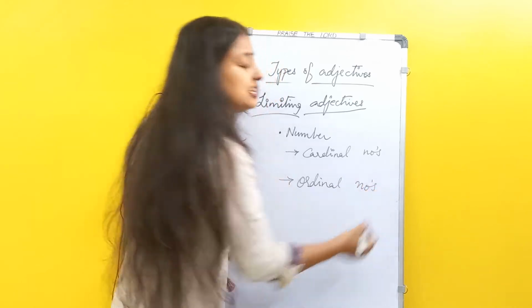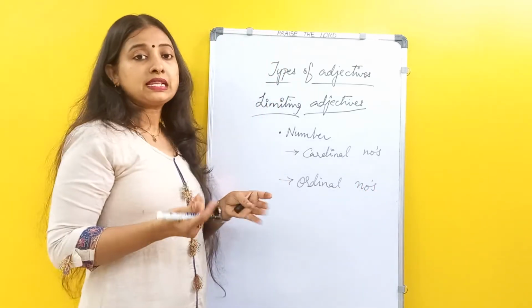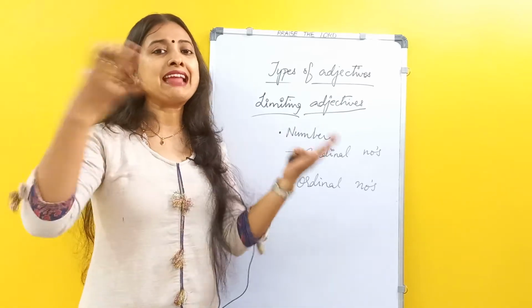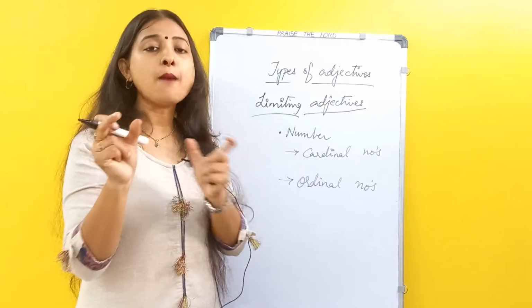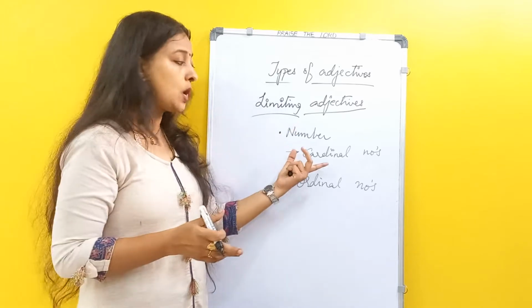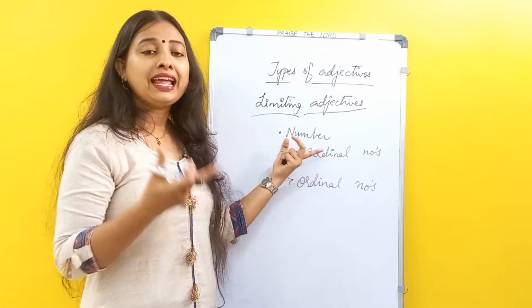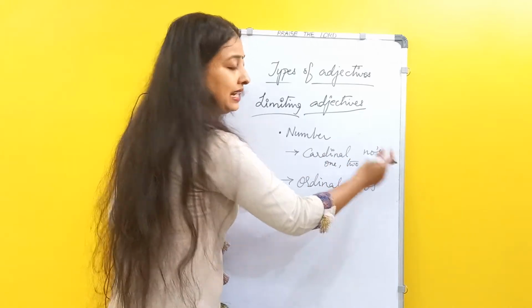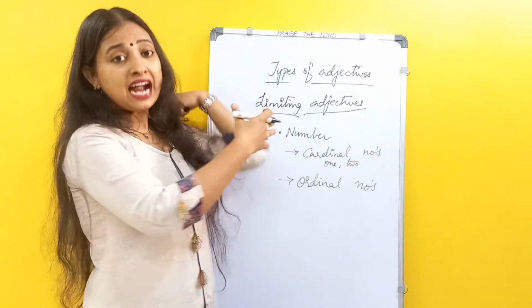What are these cardinal numbers and ordinal numbers? Cardinal numbers are numbers like 1, 2, 3, 10, 100, 1000. All these numbers which we directly say are called cardinal numbers. Like 1, 2, like that. Okay, all these are cardinal numbers.